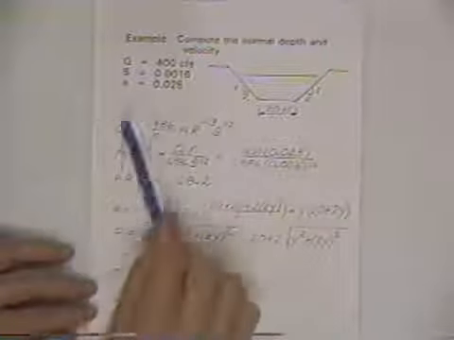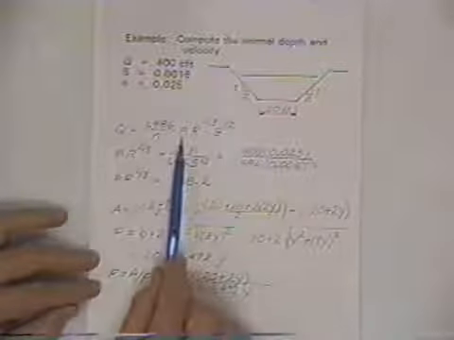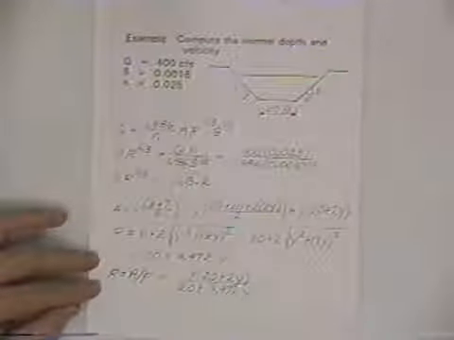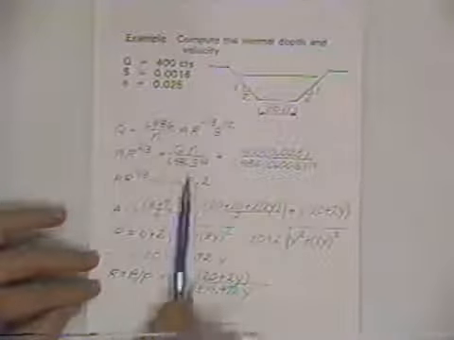In this problem we're given that the discharge is 400 cubic feet per second, the longitudinal bottom slope is 0.0016, and the roughness coefficient is 0.025. And so we've got those numbers to plug into the Manning's equation. We reproduce the Manning's equation, except we're trying to compute depth. You don't see depth, but you recognize that the area and the hydraulic radius are both a function of depth. And so we put the unknowns on the left of the equal sign, the knowns on the right, to go through the algebra.